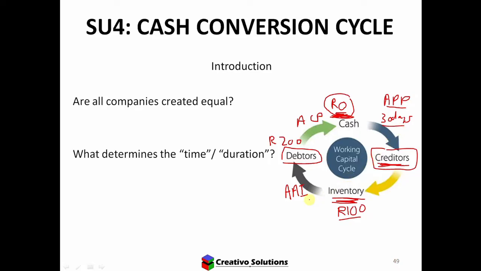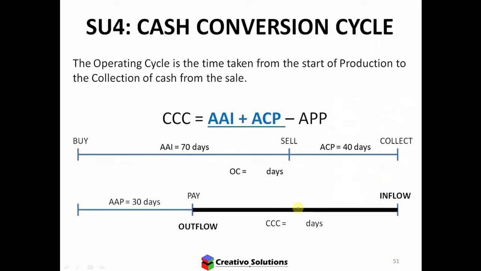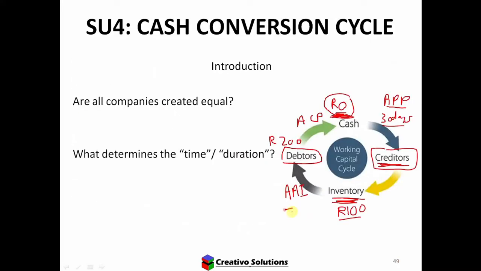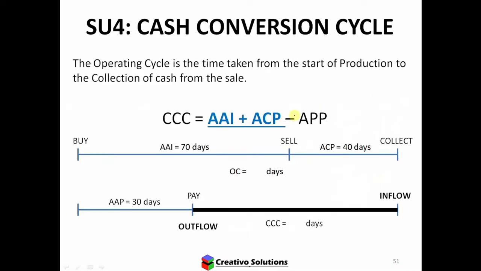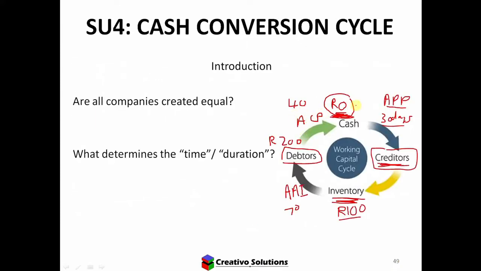So the inventory in the diagram was, what was it, 80? No, it wasn't 80. It was 70. And then this was 40 days. Was that right? Yeah, 70, 40, and 30. That's correct. So looking at this diagram, you can see you had 0 to start with. You bought stock worth 100 from a creditor with the promise to pay. That stock was transformed and sold at a profit to a debtor for 200.